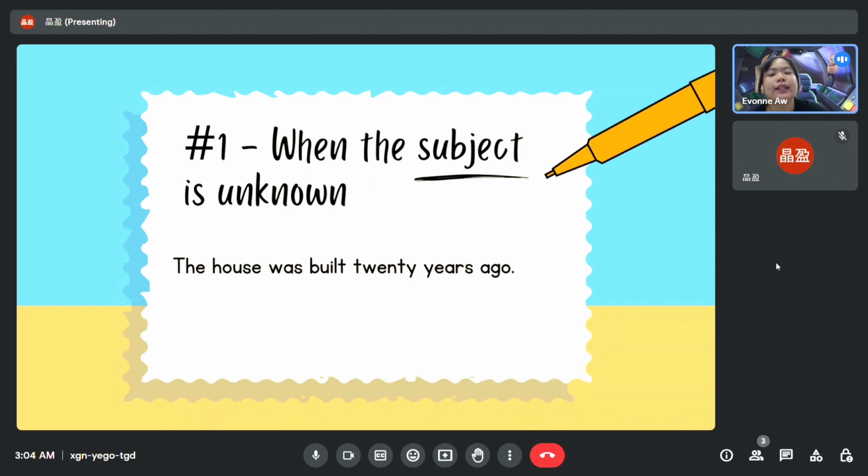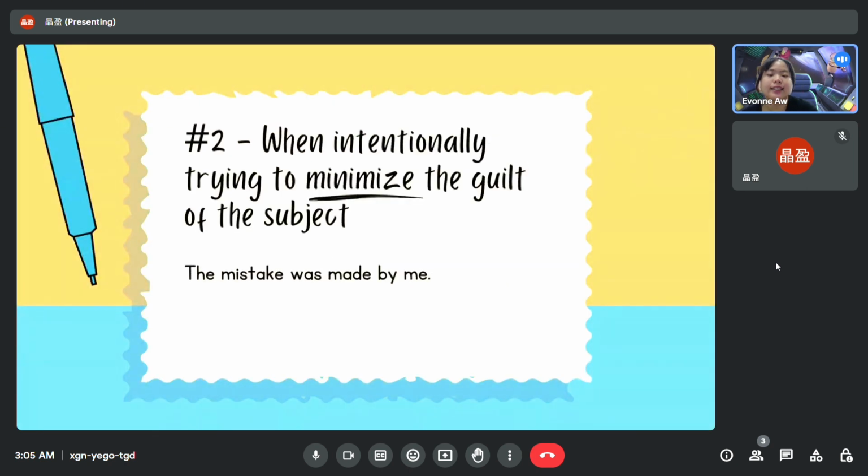Firstly, when the subject is unknown. For example, the house was built 20 years ago. In this sentence, we don't know who built the house, so the subject is unknown. Therefore, it is suitable to use passive voice to make this sentence. Secondly, when we are intentionally trying to minimize the guilt of the subject. For example, the mistake was made by me.